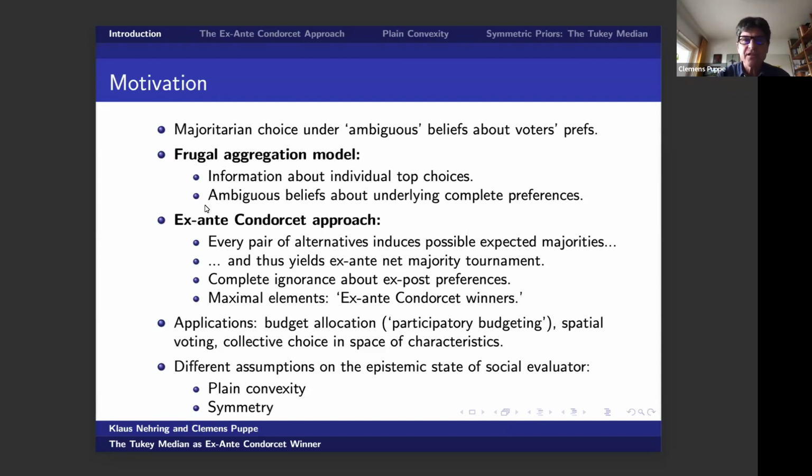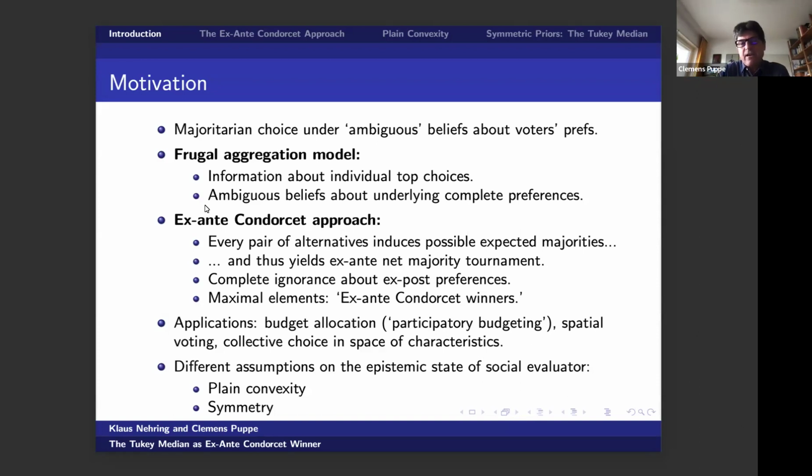But the ex ante Condorcet approach now does the following. As you would expect when we invoke Condorcet, give me any pair of alternatives and let me try to find out which alternative beats the other one by a majority. Well, if I have only ambiguous beliefs, then for some belief, one alternative would beat the other, and for some other beliefs, it would be the other way around. So what this ambiguous belief model, or imprecise Bayesian model, delivers is a certain range of possible majorities. For each pair of alternatives, I have a certain range of how many people could prefer one alternative to the other and the other way around.